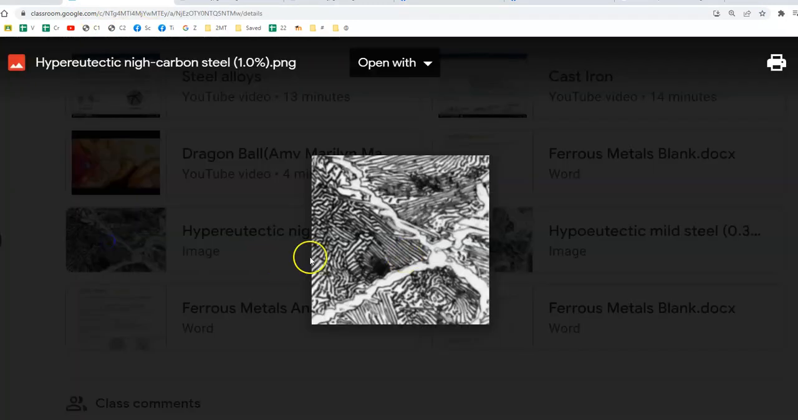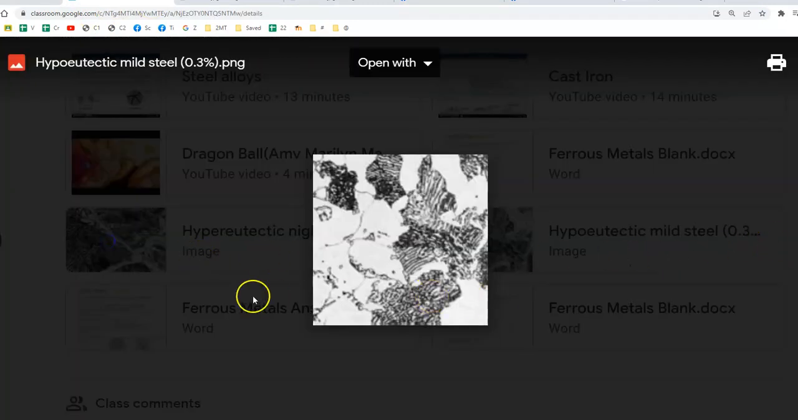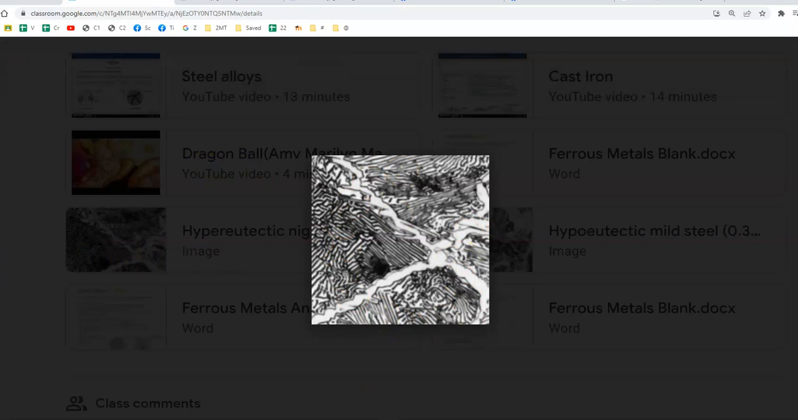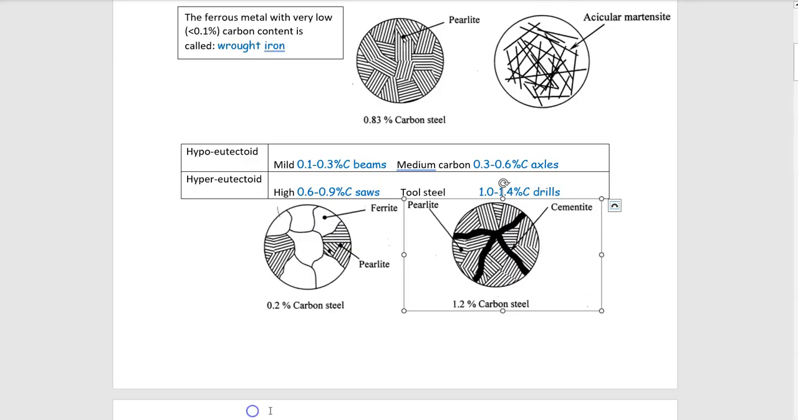So we've got hyper and hypo. Probably should have said hypo first. We usually go left to right. Hypo, this is in fact mild steel with 0.3% and 1% hypereutectoid steel. Okay, back to the notes.